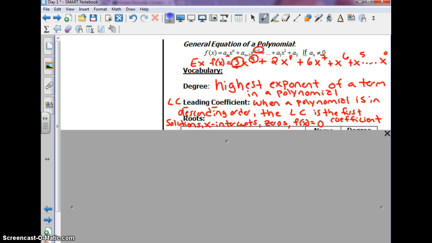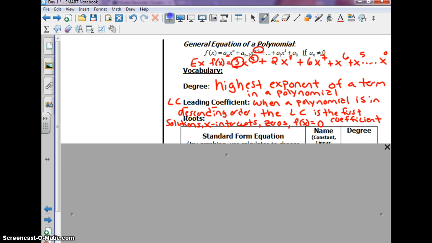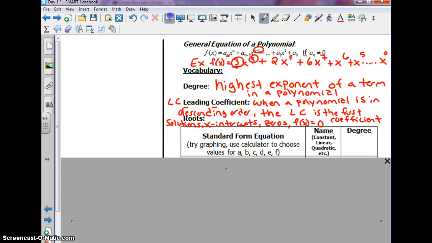So these are the 3 vocab words that go along with polynomials. So now let's take a look at the different polynomials that you are going to work with. Standard form of an equation of a polynomial is always with the highest degree first, and then you go down from there, okay?